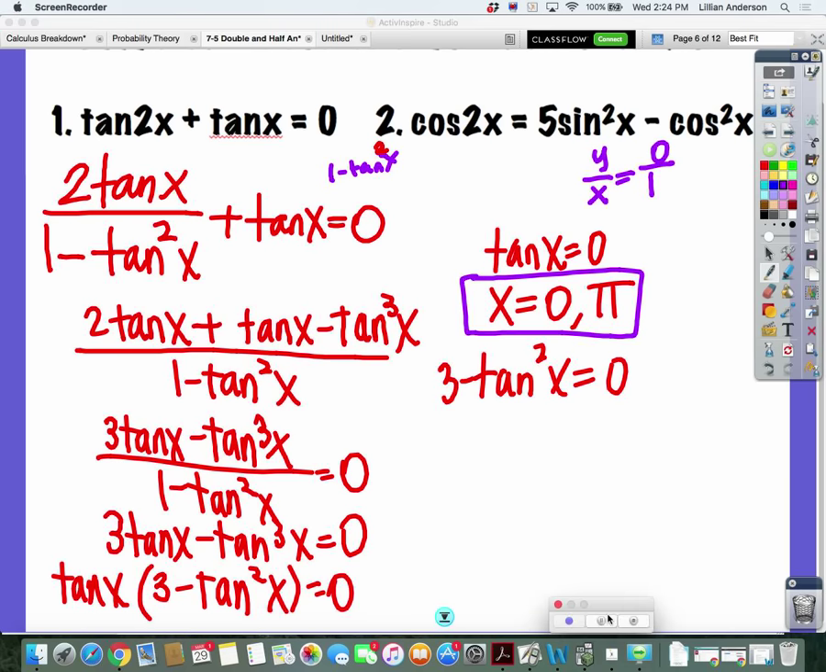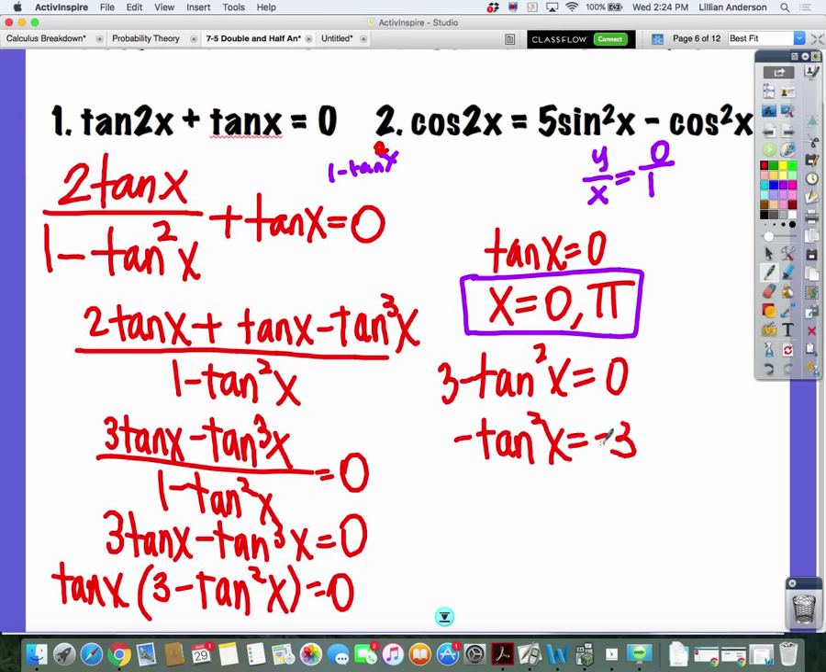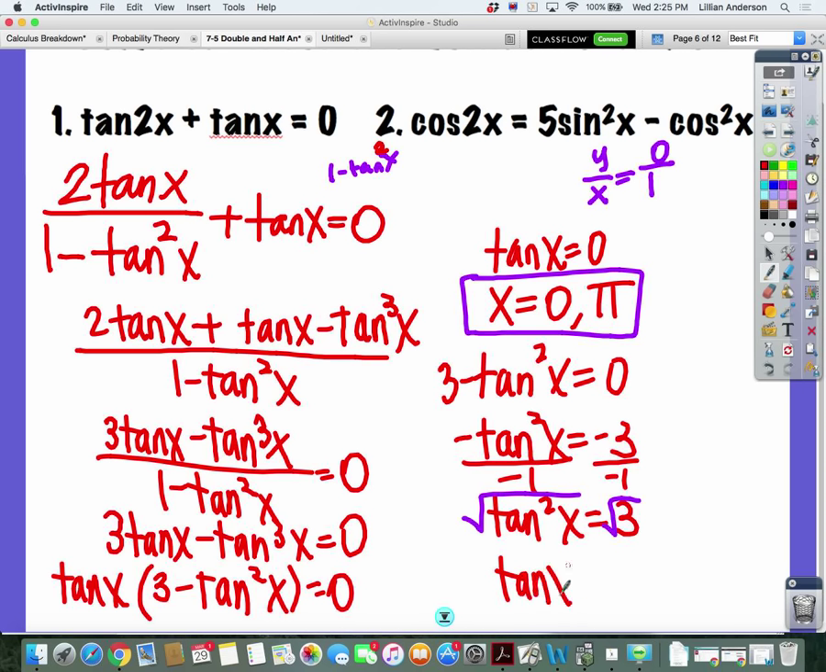What about this one? How do I solve this one? Subtract 3 from both sides. Get the tangent by itself. Divide by a negative 1. And then square root. Please remember that when you square root both sides, it's a what? Plus or minus. And then you have to check for extraneous solutions. That's only if you are squaring, not square root.